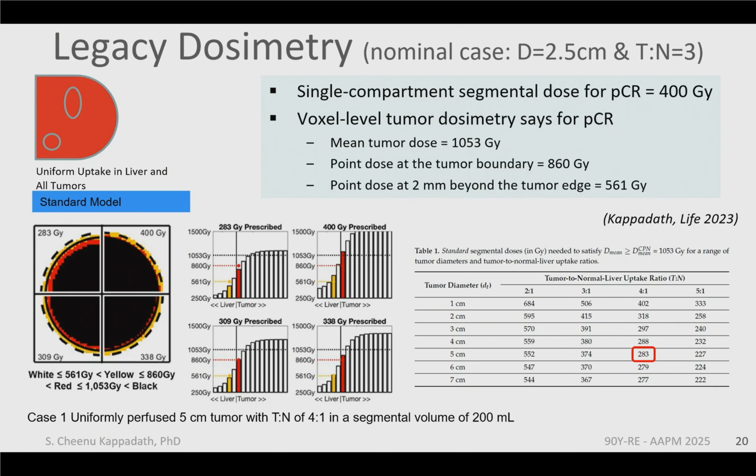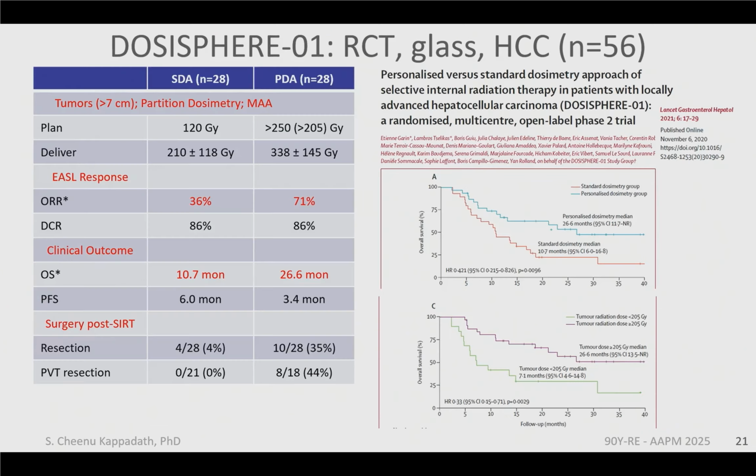And if you started looking to see how come they got these high CR rates, remember these are done with single compartment dosing. So if you actually look at what is the uptake and you do really voxel level dose calculations, you realize that actually the mean tumor dose is well over 1,000 gray. The margin dose, right, was 860, and if you look at 2 millimeters beyond the margin, it still had 500 gray. So we're really covering all, even that microscopic disease that is perhaps sitting outside the tumor. So it makes sense why they saw excellent results with this.